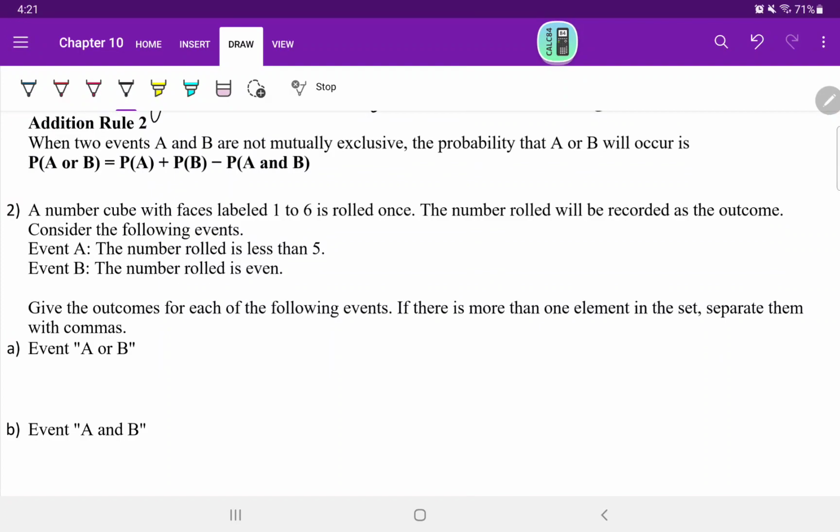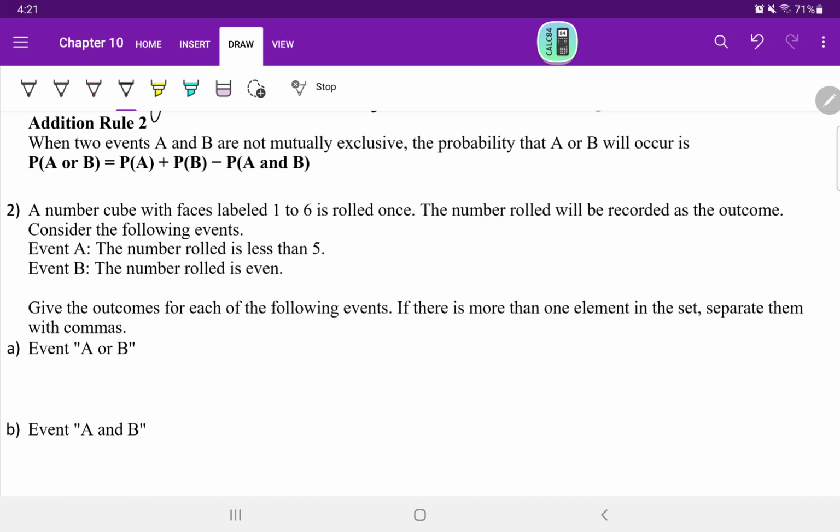So in this first problem that we're going to do for non-mutually exclusive events, we're going to look at the elements that are part of each set, the outcomes. And then in question number 3, which will also be in the same video, we will be finding the probability of non-mutually exclusive events. Let's focus on number 2.